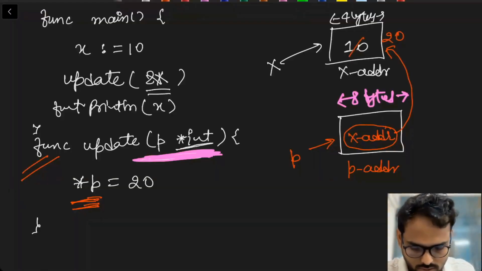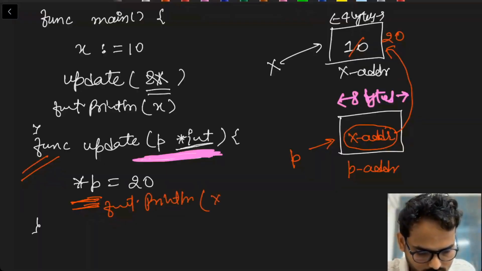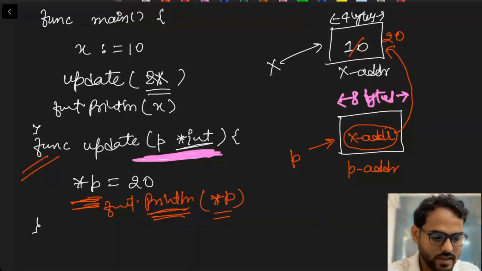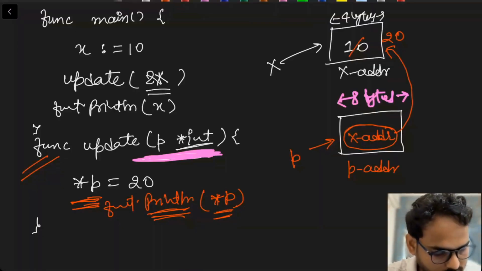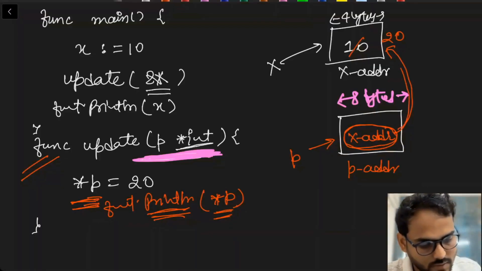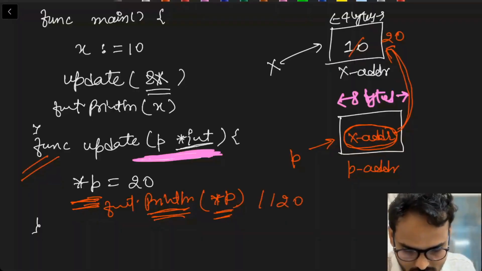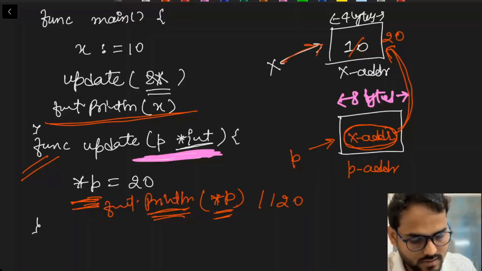So let us add one more print statement here, fmt.println, and here we will write star of p. So what will happen in case of the print statement? This star p will behave like a read. So it will say go to the memory address contained in p. The memory address contained in p is x address, and then read the value. So it will read 20. And when we say here fmt.println x, it will directly read like this.